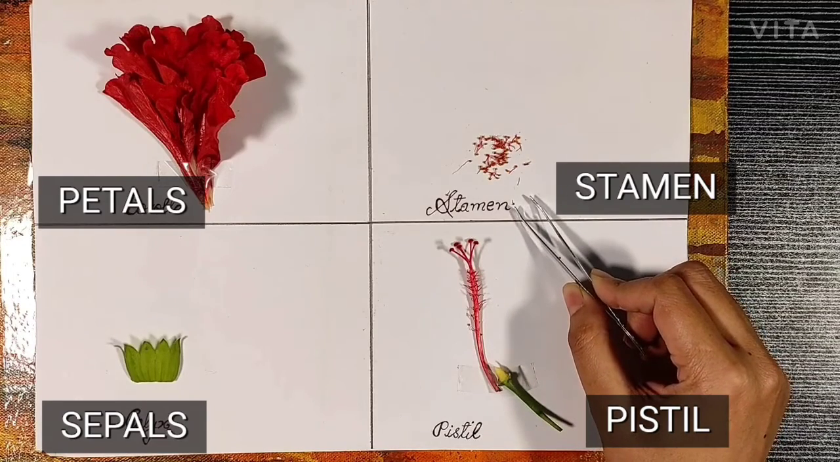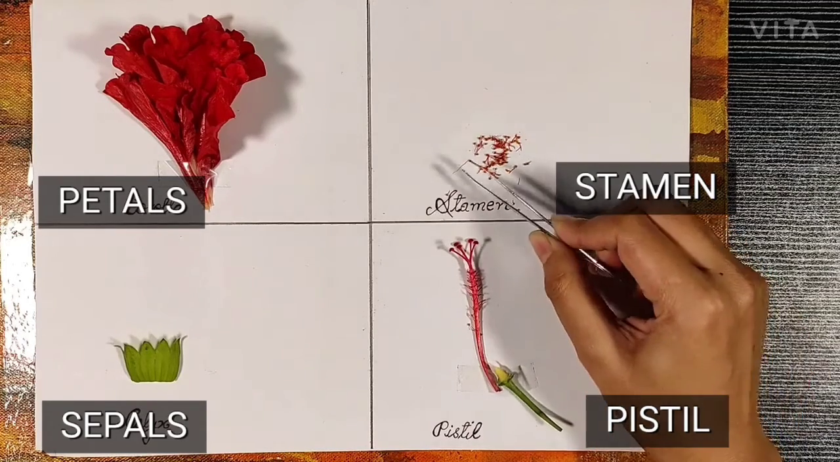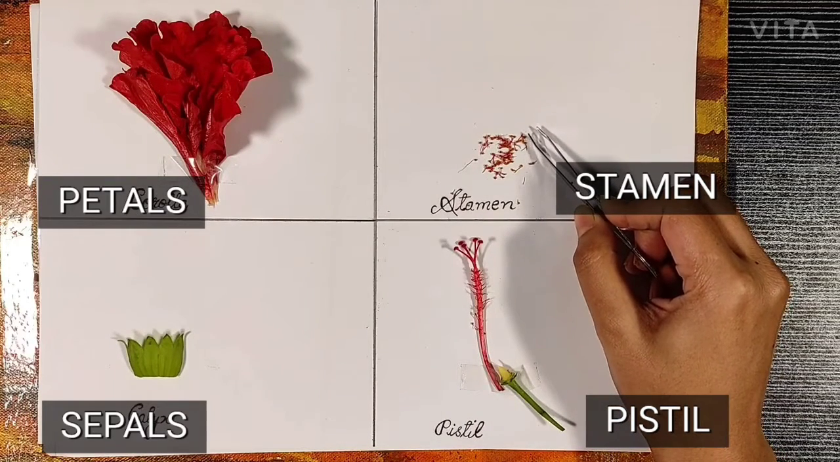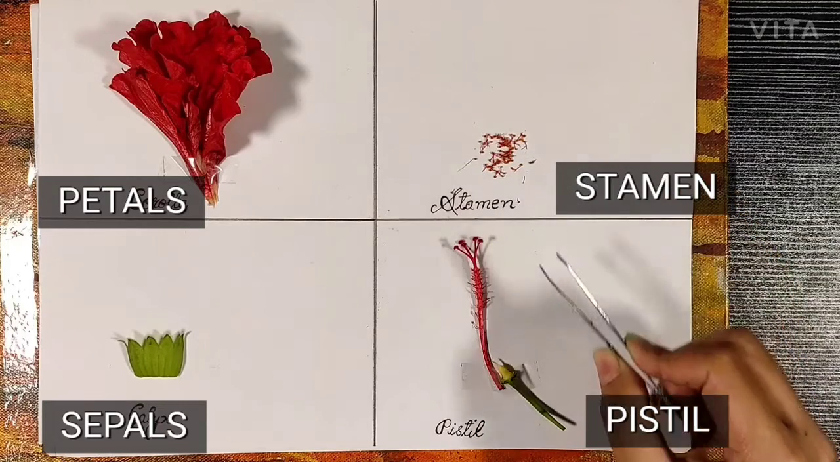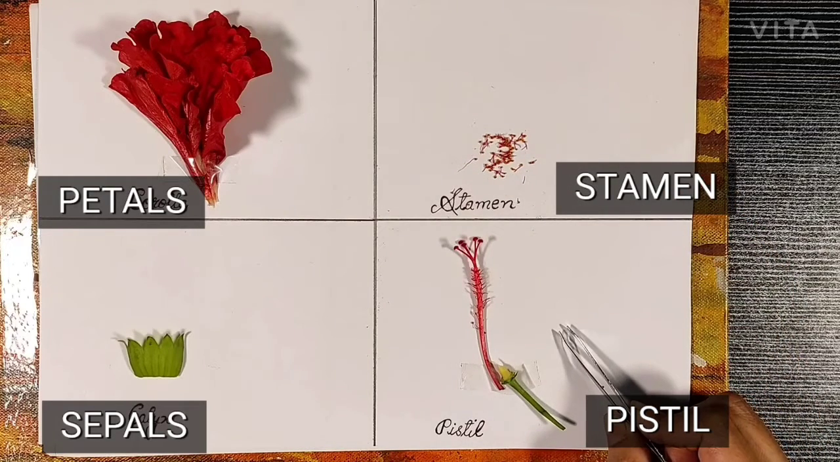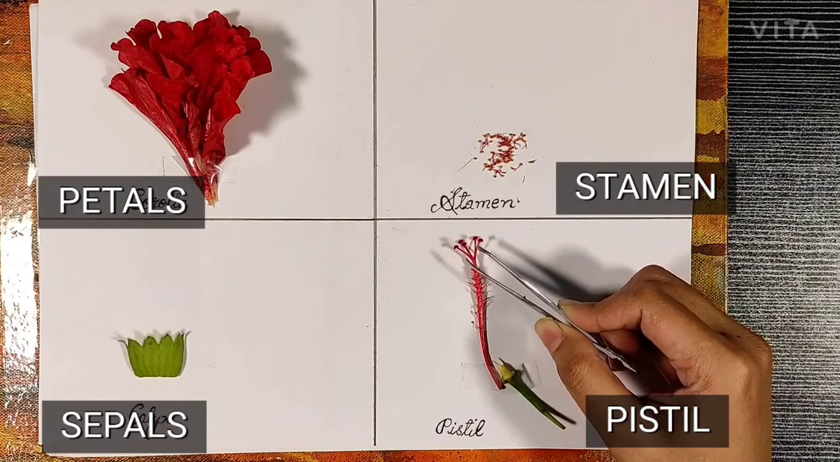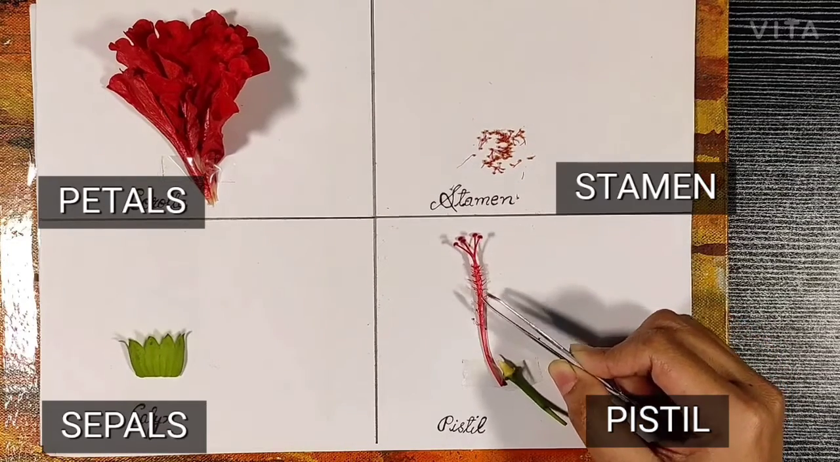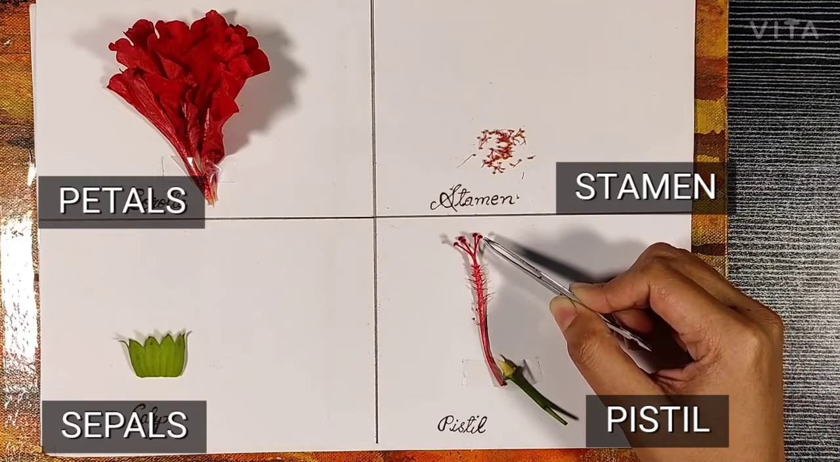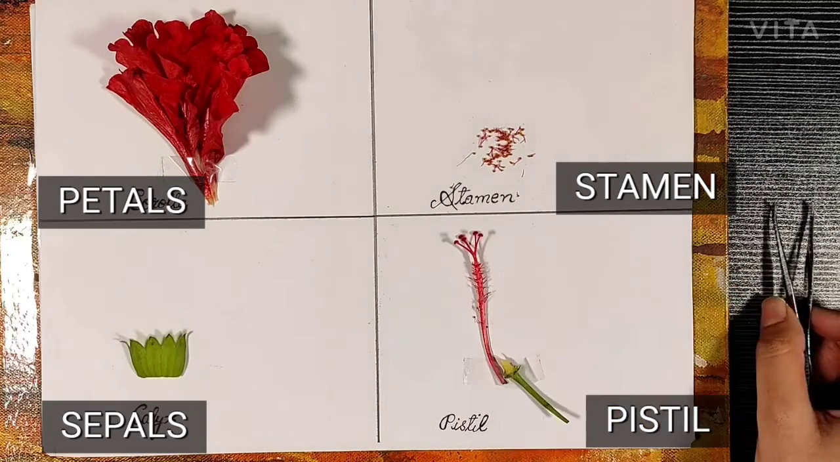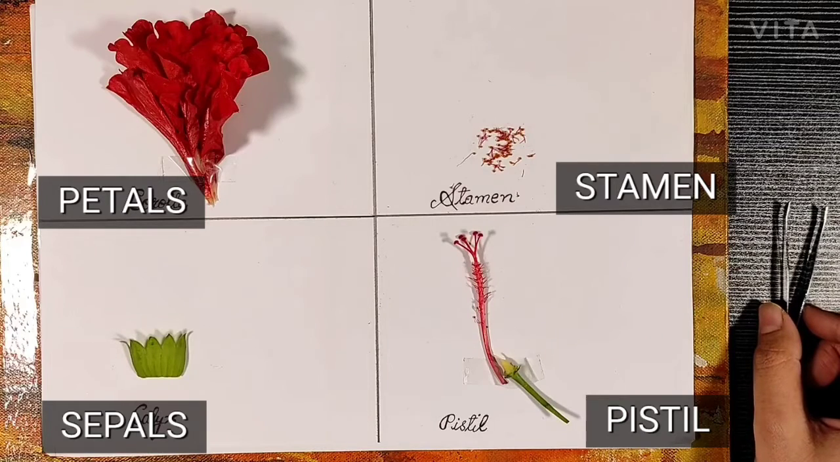Stamen, the male part of a flower, also known as androecium, has filament and anther. Anther is a site or a place where pollen grains are produced. Now pistil is the female reproductive part of a flower, known as gynoecium. Pistil has three parts: stigma, style and ovary. Stigma is the landing place for the pollen, and the tube through which the pollen reaches the ovary is known as style. So these were the main parts of a flower.